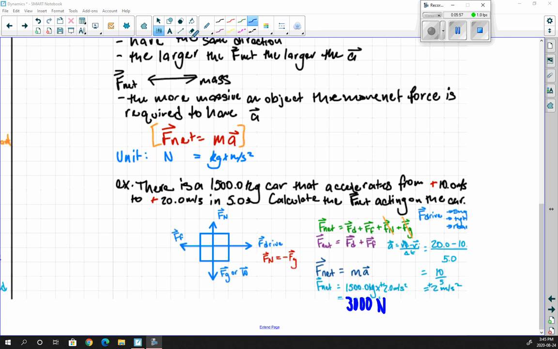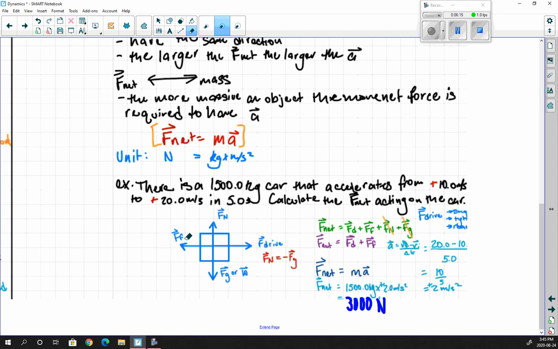Well, let's try an example here. There is a 1,500 kilogram car that accelerates from positive 10 meters per second, so there's a direction, to positive 20 meters per second in 5 seconds. Calculate the net force acting on the car.